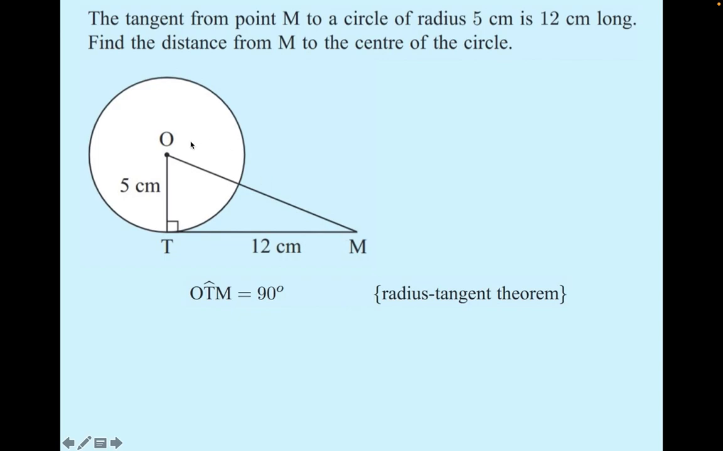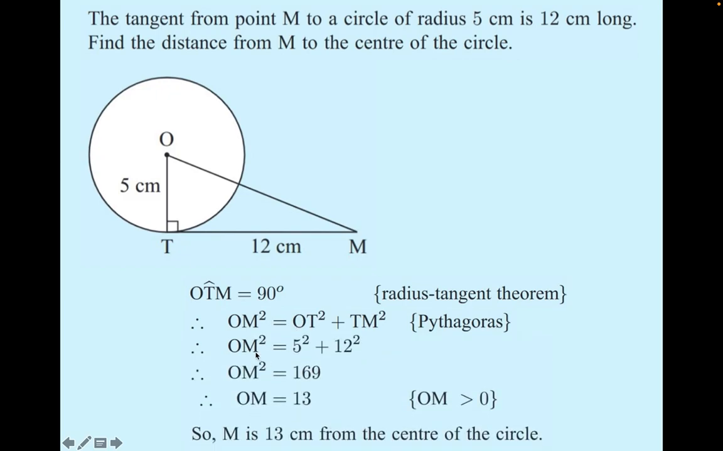Since we have a right triangle, we can definitely use Pythagorean theorem, and this question is asking us to find the distance from M to the center. So we're looking for this hypotenuse of this right triangle. So here's a Pythagorean theorem, and I put here Pythagoras, right? We can write this statement because of the Pythagorean theorem. Solving that, OM is the hypotenuse, so OM squared equals the sum of the other two sides squared. Putting in the numbers we know, 5 and 12 for these two legs. Solving that, taking the square root, 13. So we can answer the question, the distance from M to the center is 13 centimeters.